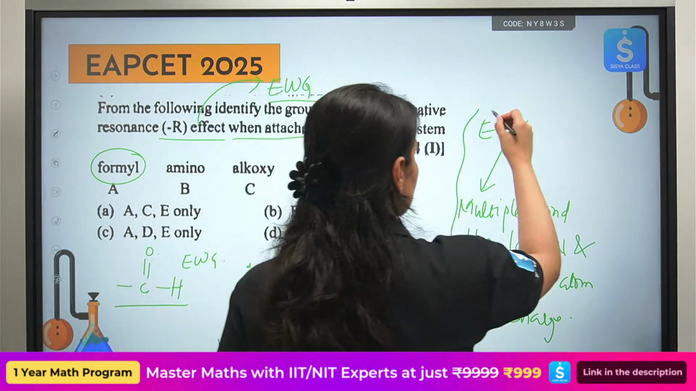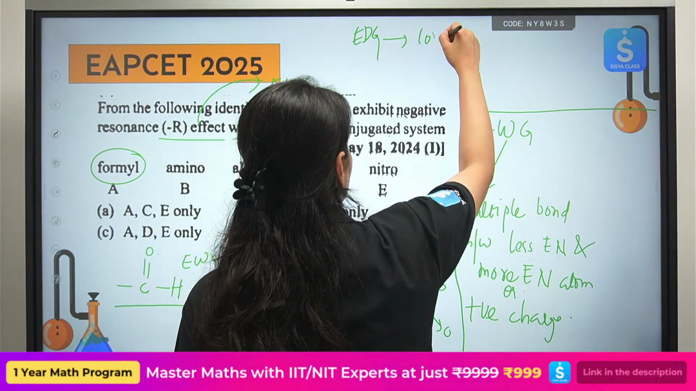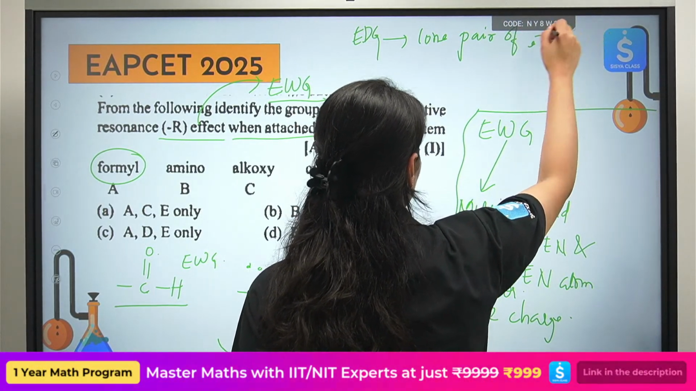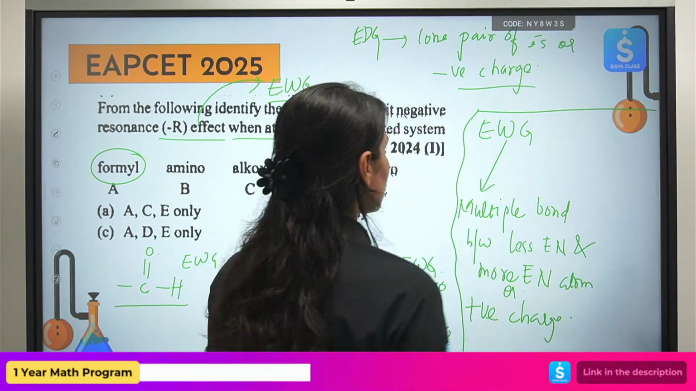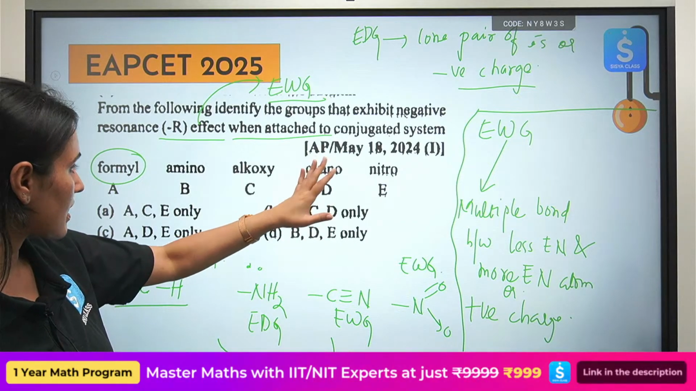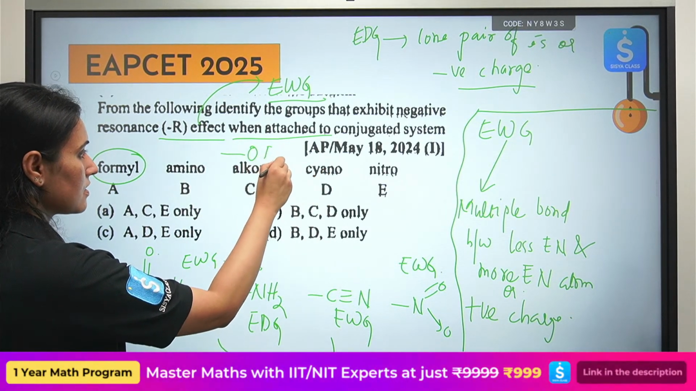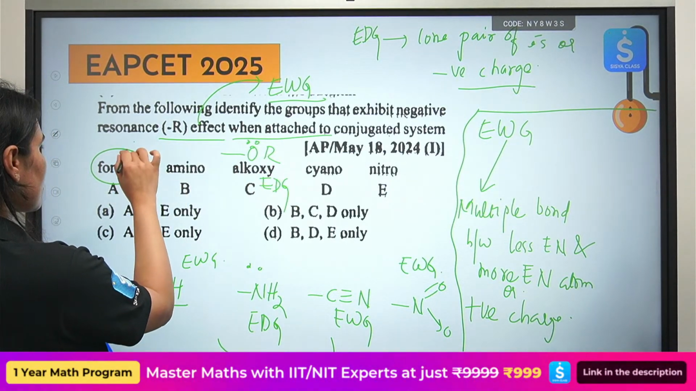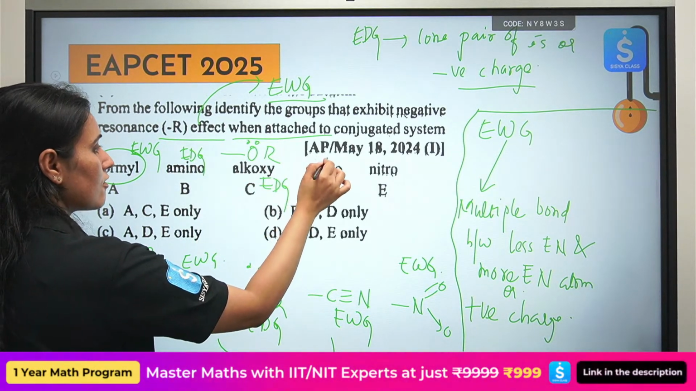I will write something for electron donating groups also. You will find a lone pair of electrons, or, then you will call such compounds electron donating groups. So in this particular case, I have something else also. Alkoxy, OR. Let's write this also. Lone pair of electrons, electron donating group. So this is electron donating, and this is electron withdrawing.